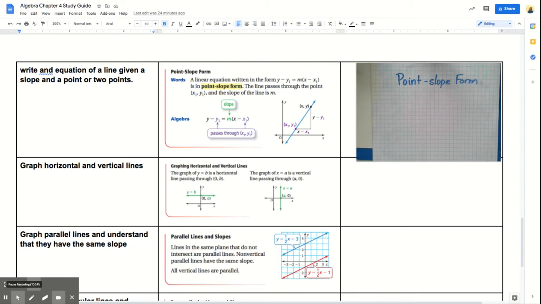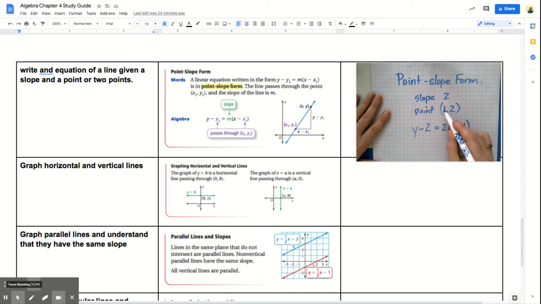The slope is your m, and then you put in your point there where it's x and where it's y. So let's imagine that your slope is 2 and your point is (1, 2). Okay? Using this equation, you would say y minus, and our y is 2 here, y minus 2 equals, our slope is 2, times x minus 1. Okay? And that's it. You are done with point slope form.